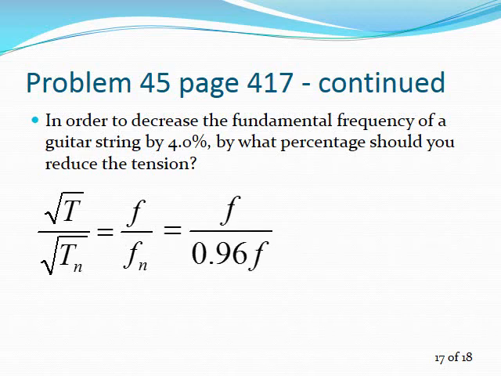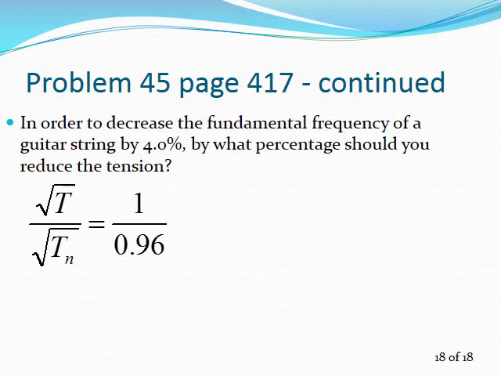I'm going to put in that my new frequency has to be 4% lower than my old frequency, so it's going to be 96% of my original frequency. If I plug that in there, you'll find out that the original frequencies will cancel, and I get the number 1 over 0.96. So now, just take that and solve it. I want to get rid of the square root, so I'm going to square everything on both sides, and that gives me this equation.